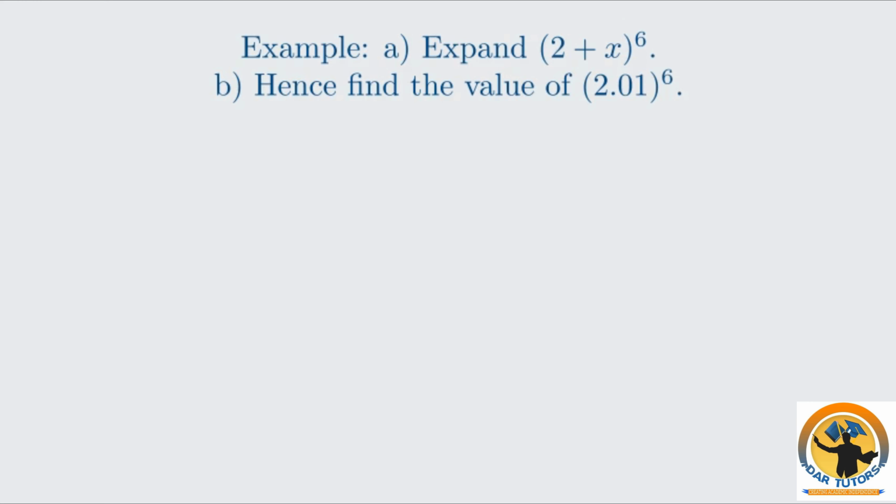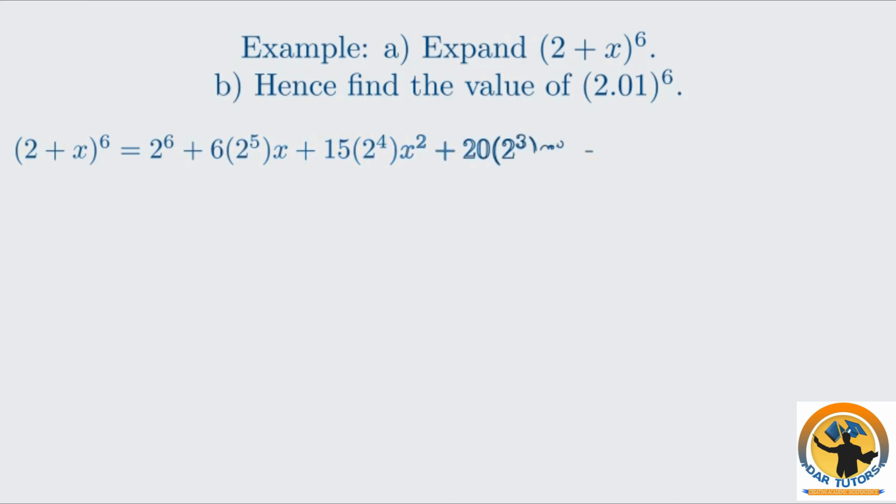Using the coefficients from row 6 of Pascal's triangle, 1, 6, 15, 20, 15, 6, 1, we get 2 plus x to the power of 6 equals 2 to the power of 6, plus 6, 2 to the power of 5, x plus 15, 2 to the power of 4, x squared plus 20, 2 cubed x cubed plus 15, 2 to the power of 2, x to the power of 4, plus 6, 2, x to the power of 5 plus x to the power of 6.